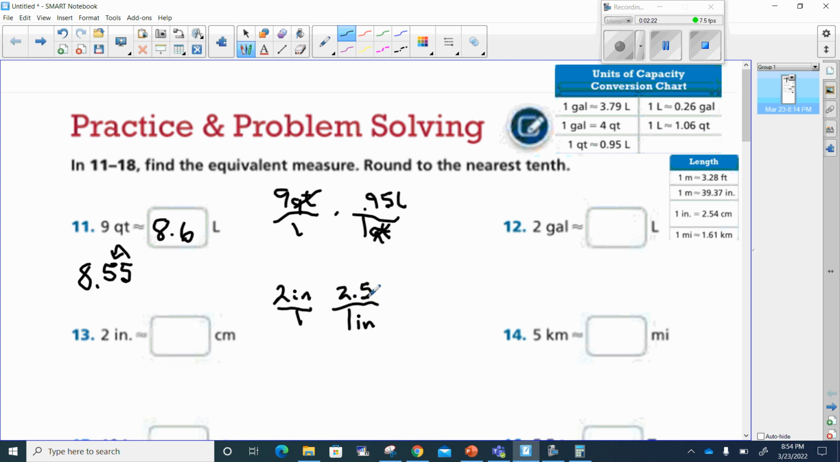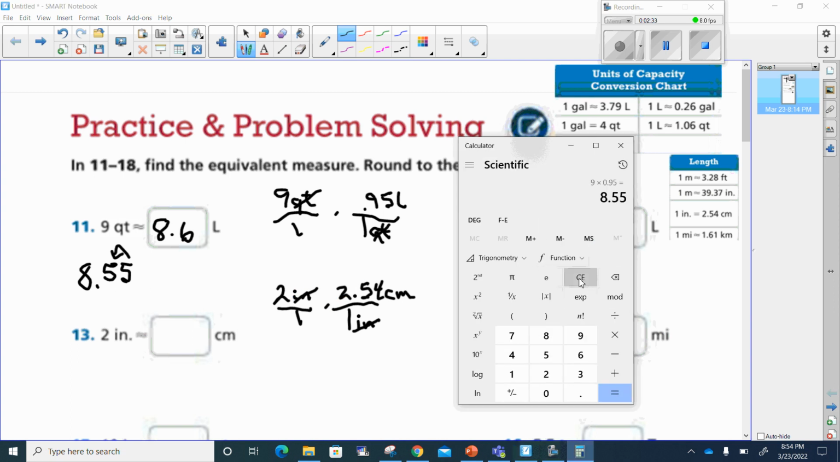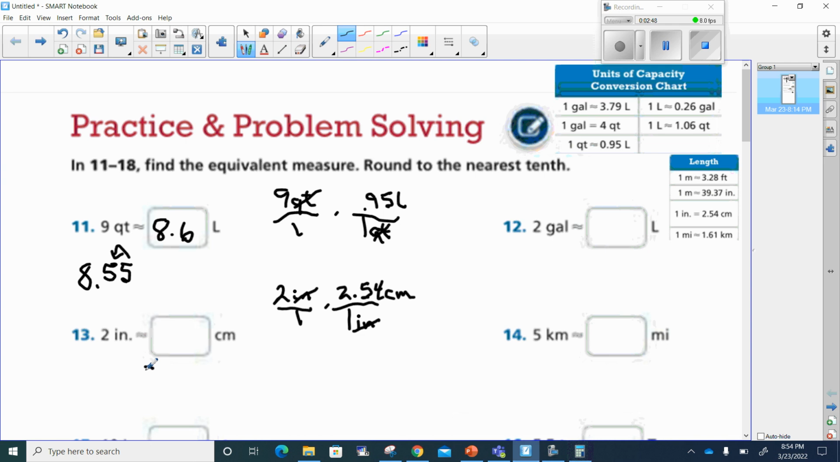2.54 centimeters. Since inches on the top and bottom, I can get rid of them. That gives me 2 times 2.54. So let's put that in our calculator. 2 times 2.54. That's going to equal 5.08 centimeters. I'm rounding to the nearest tenth again. This is bigger than 5, so this will make this a 1. This is going to be 5.1.